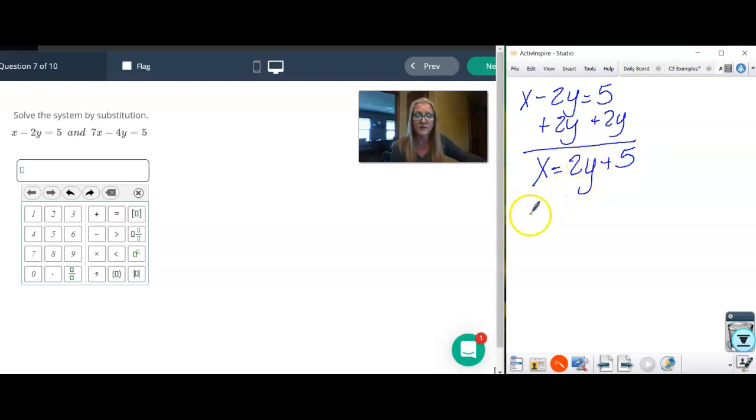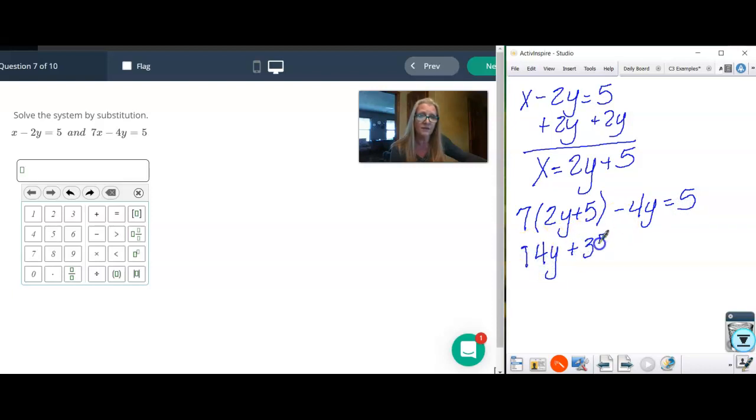Then when you go to substitute, remember you're substituting for x this time. So you would put 2y plus 5 in where the x was. Minus 4y equals 5. Distribute: 14y plus 35 minus 4y equals 5. Combine like terms. A positive 14y and a negative 4y gives you 10y plus 35 equals 5.